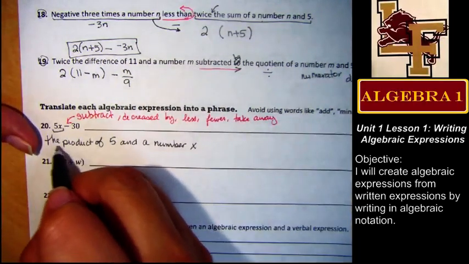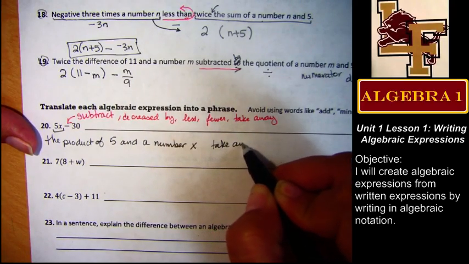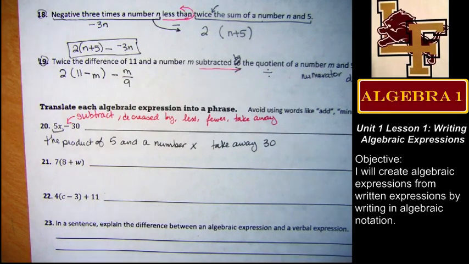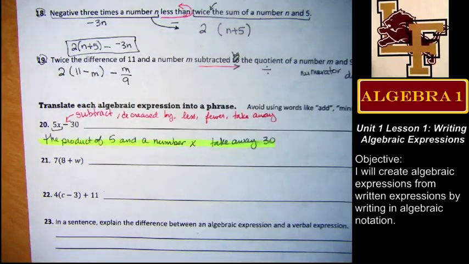So we're going to write the product of 5 and a number x, take away 30. This is a beautiful English translation of that math expression. When you're ready, put that on your paper.